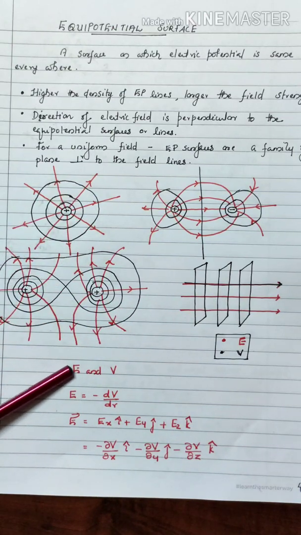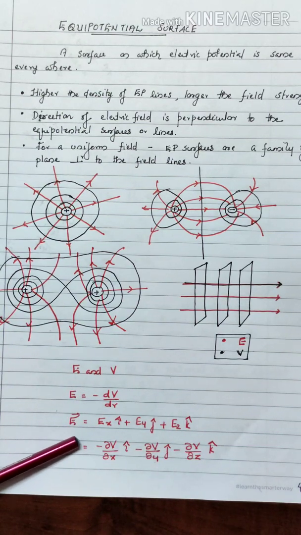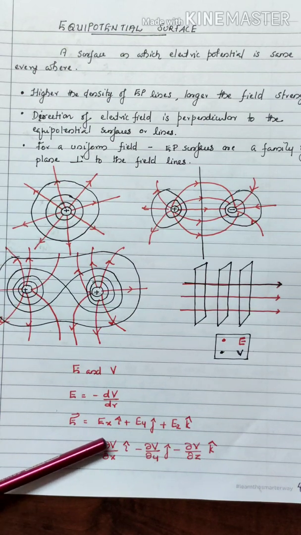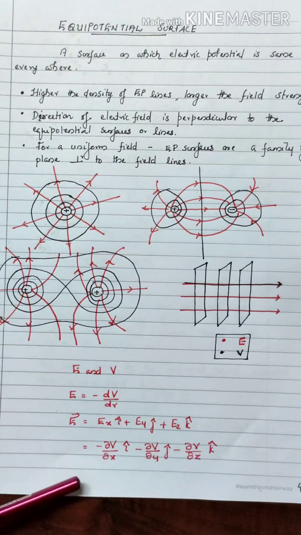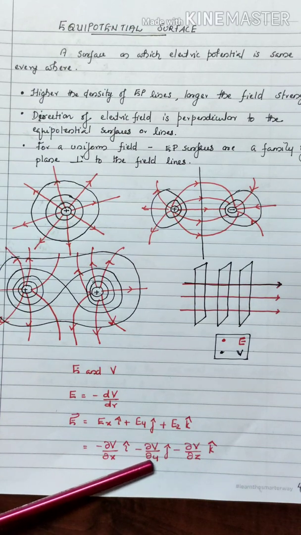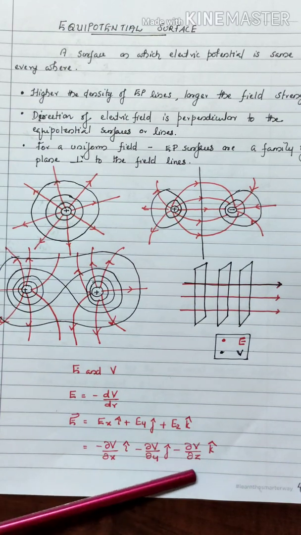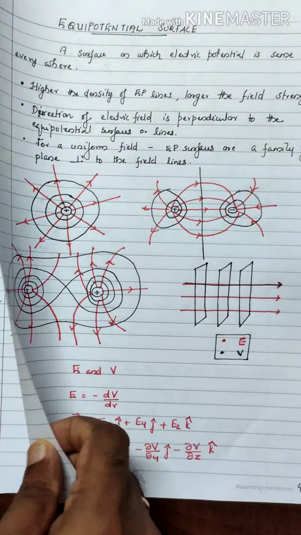And there is another relation between the electric field and the potential. The electric field is nothing but the negative gradient of potential. And keep in mind the vector concept: the electric field we can write as Ex i plus Ey j plus Ez k, and it is equal to minus ∂V/∂x i minus ∂V/∂y j minus ∂V/∂z k. It is a very important concept.